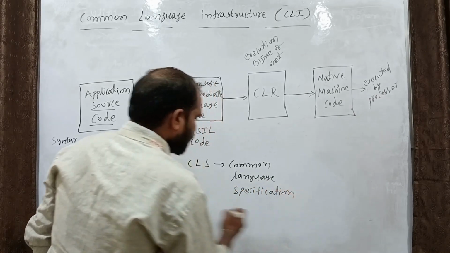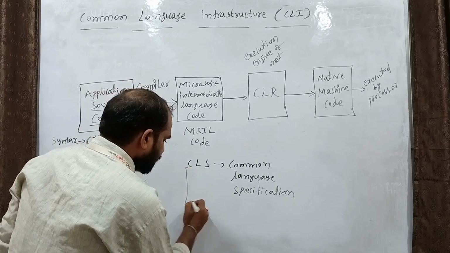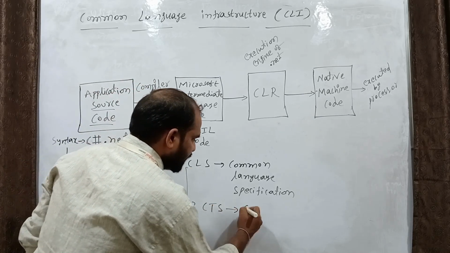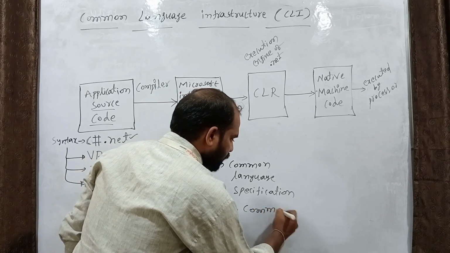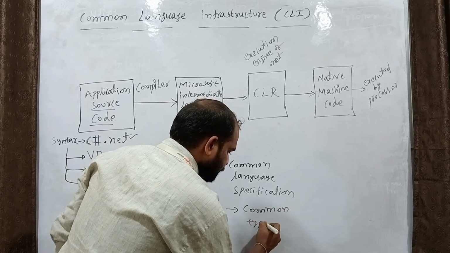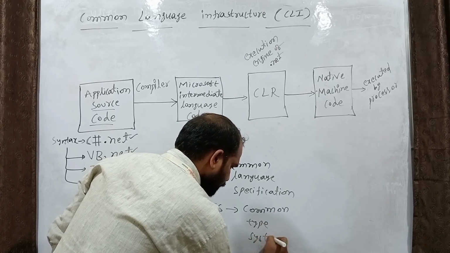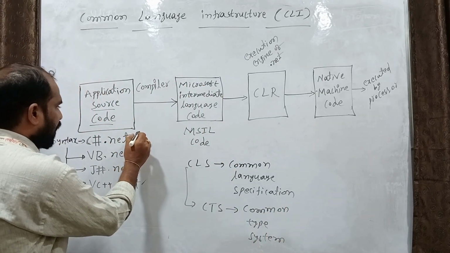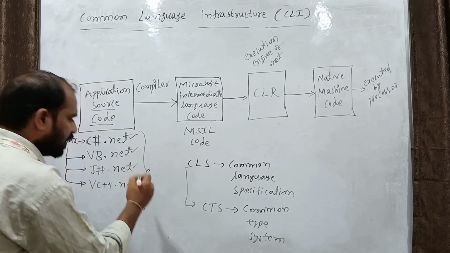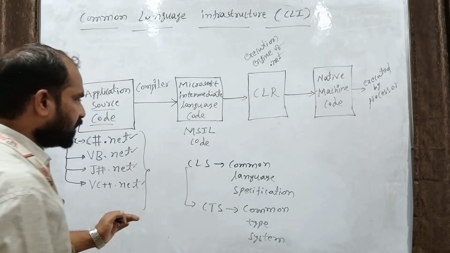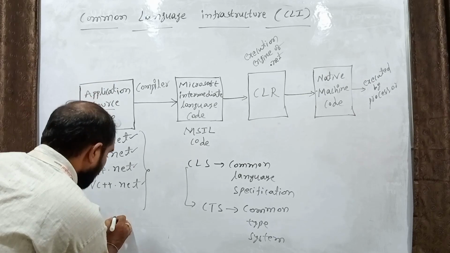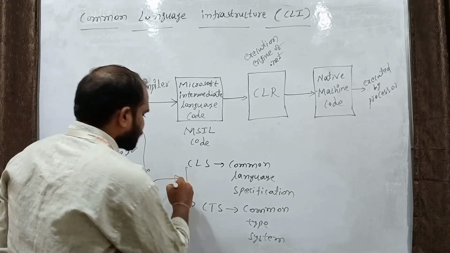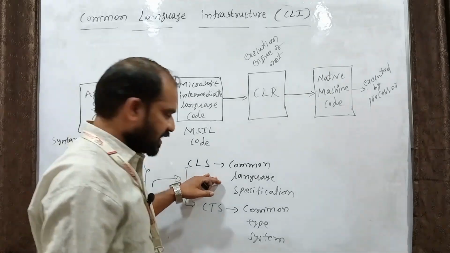In this Common Language Specification, they have given common types for all, the Common Type System, CTS. In this CTS, all the syntaxes of all the programming languages that you can use with .NET are categorized into one type, which is defined inside of the CLS, right?